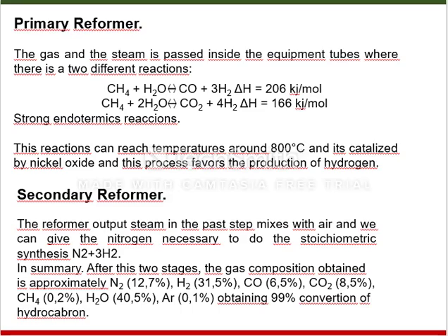Strong endothermic reactions, and this reaction can reach temperatures around 800 degrees, and it's catalyzed by nickel oxide, and this process favors the production of hydrogen. And secondary reformer. The reformer outputs steam in the next step, mixes with air, and we can give the nitrogen necessary to do the stoichiometric synthesis.